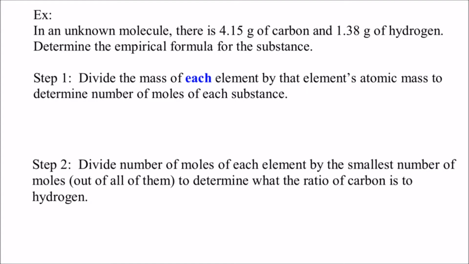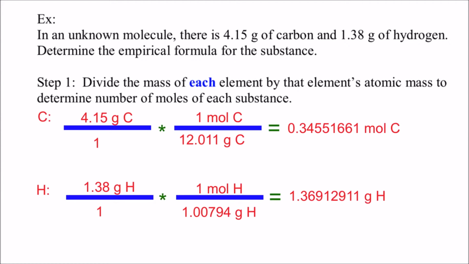The best way to think about this is to actually do a problem, and everything should make more sense that way. So here's an example question. In an unknown molecule, there's 4.15 grams of carbon and 1.38 grams of hydrogen. Determine the empirical formula for the substance. Okay, so step 1 was that we have to change all of the grams into moles. So that means we're going to divide each element by their atomic mass, and that will give us the moles. Let's do that real quick. I realized I was going to need some more room, so I had to move step 2 down. Alright, so we have converted each of the grams of carbon and hydrogen into moles of carbon and hydrogen.